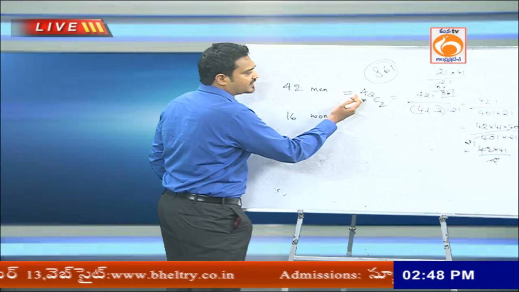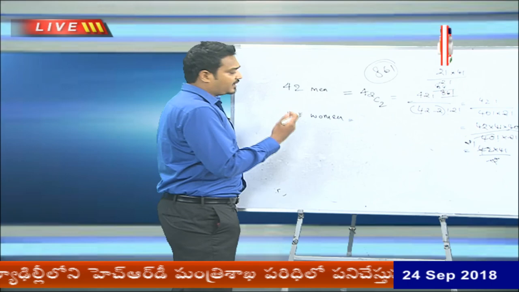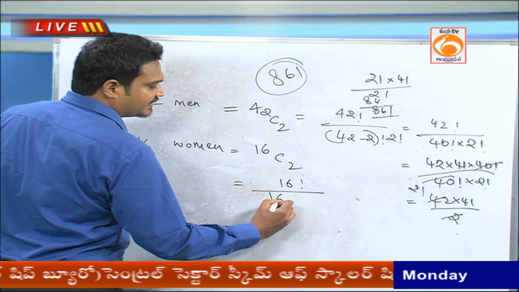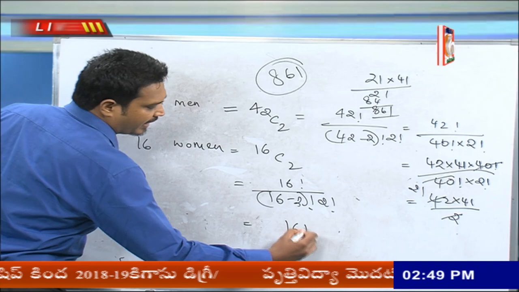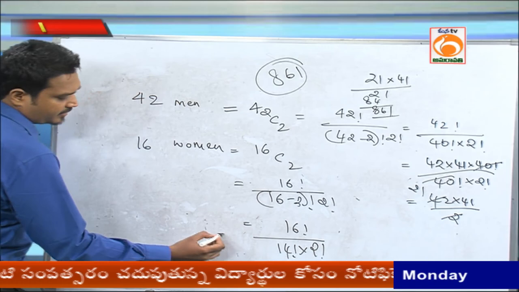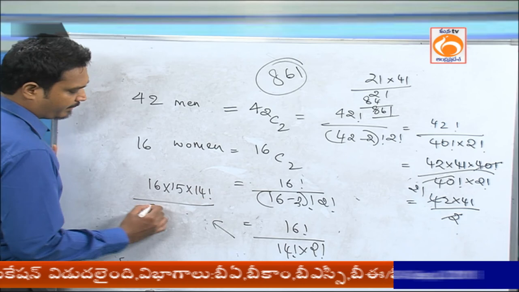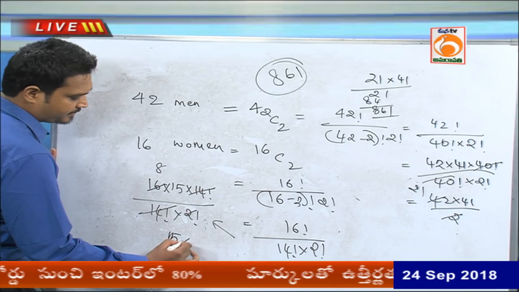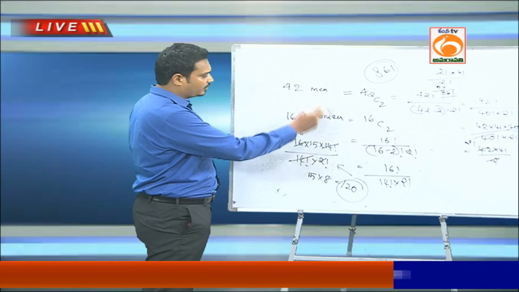Alright, 861. Let's understand how many handshakes take place between the women. It is going to be, once again, 16 C2. Two people are going to be involved in one handshake. Now in such case, it is 16 factorial by 16 minus 2 factorial into 2 factorial, correct. Now it is 16 factorial by 14 factorial into 2 factorial. Now this is 16 into 15 into 14 factorial by 14 factorial into 2 factorial. So 14 factorial gets cancelled, 2 factorial is nothing but 2. So 8 into 15, it is 120. Thus, for 16 women, correct.